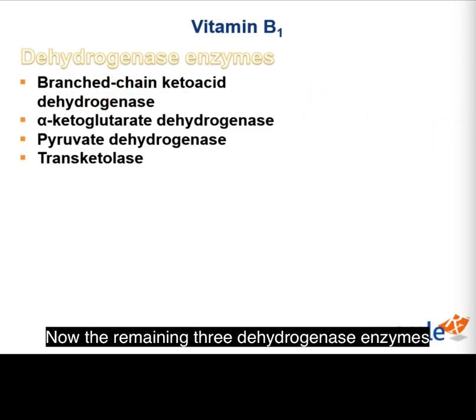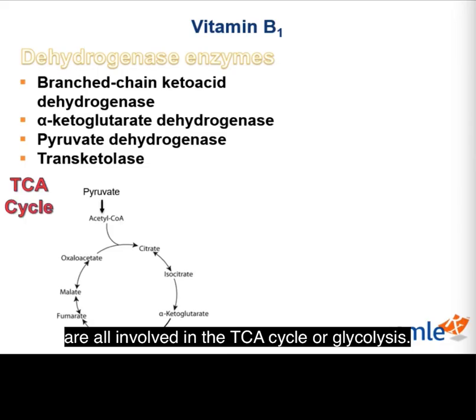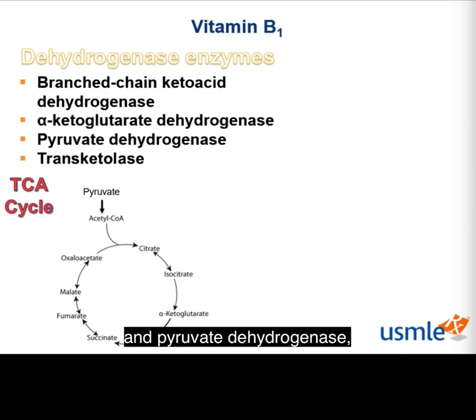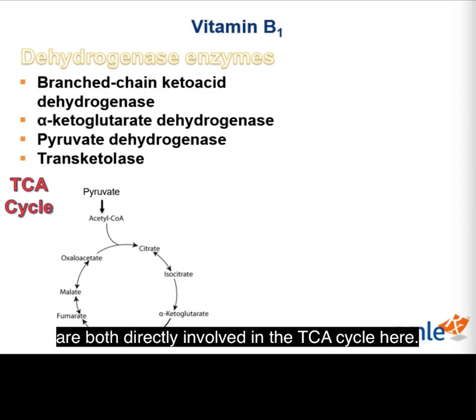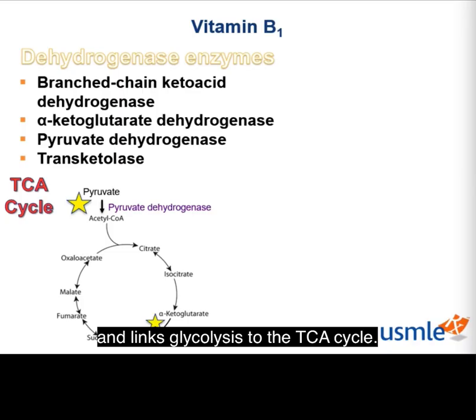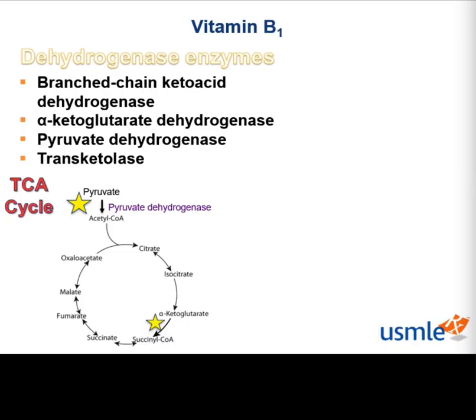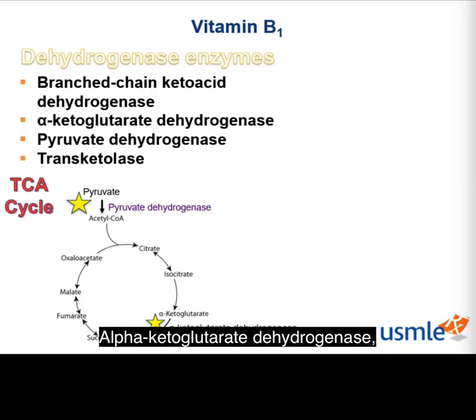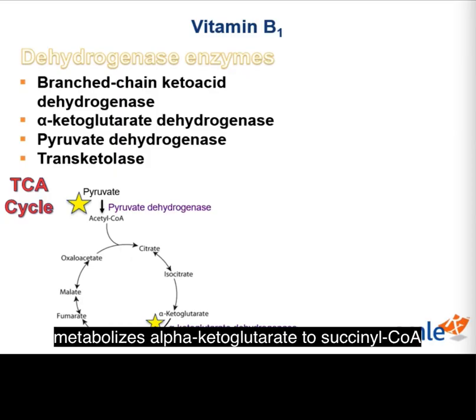Now the remaining 3 enzymes are all involved in the TCA cycle or glycolysis. Alpha-ketoglutarate dehydrogenase and pyruvate dehydrogenase are both directly involved in the TCA cycle here. Pyruvate dehydrogenase metabolizes pyruvate to acetyl-CoA and links glycolysis to the TCA cycle. Alpha-ketoglutarate dehydrogenase metabolizes alpha-ketoglutarate to succinyl-CoA and allows the TCA cycle to move forward.